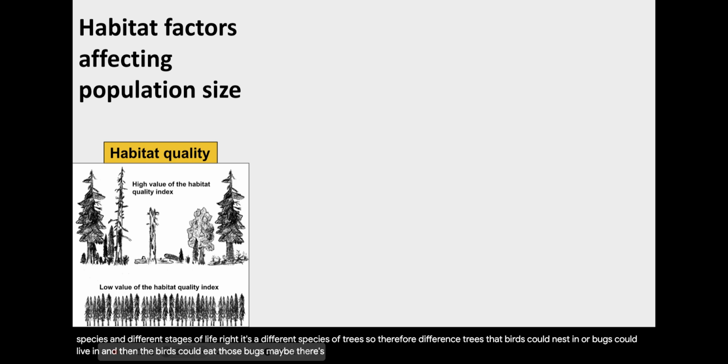Maybe there are some dead trees, grasses growing along the bottom. There's a diversity of plant life here. Versus a population of the same tree at the same stage of their life. Maybe they're all 10 years old.